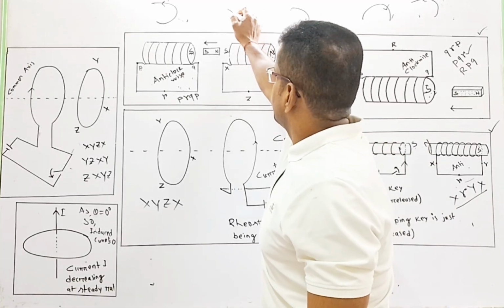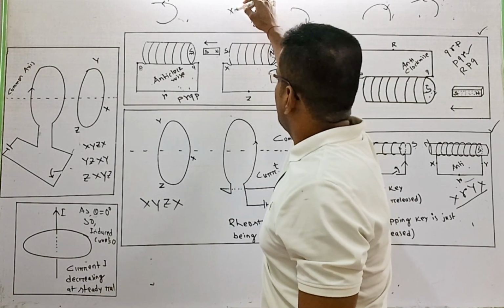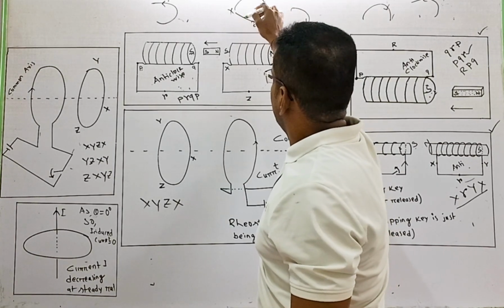See, I explain X, Y, Z. So clockwise means a two direction, clockwise.